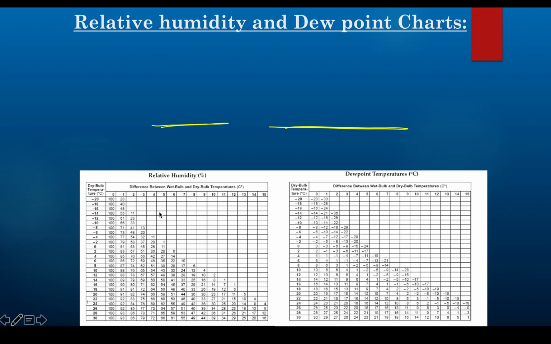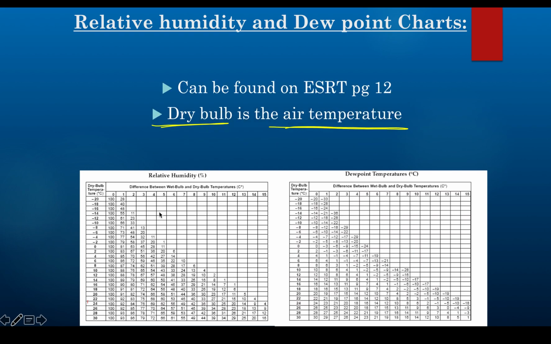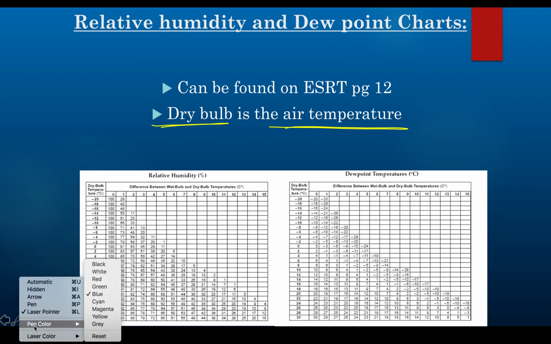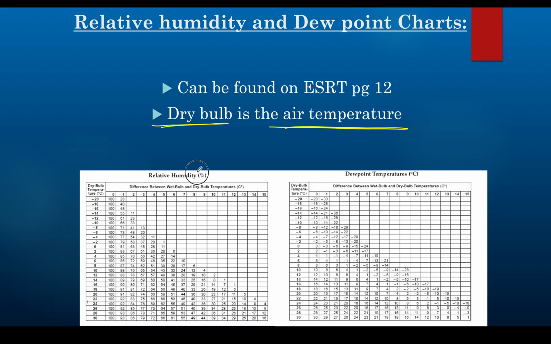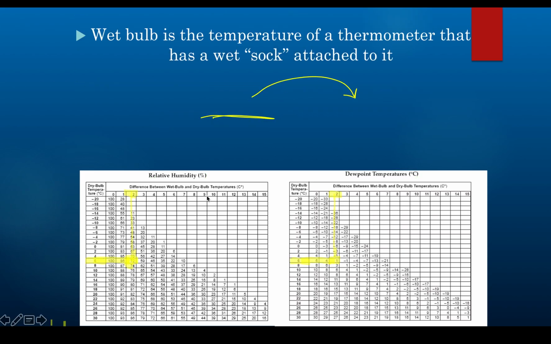So on page 12, we notice that we have dew point and relative humidity graphs. I will post another video on how to use these, so I'm not going to spend a whole bunch of time right now. We'll do a few practice ones, but please watch the Hammocks video on how to complete them. He does a great job and he has a lot of nice practice problems.